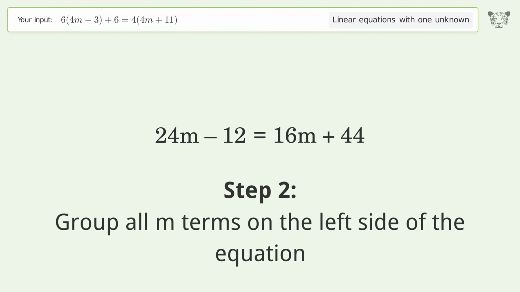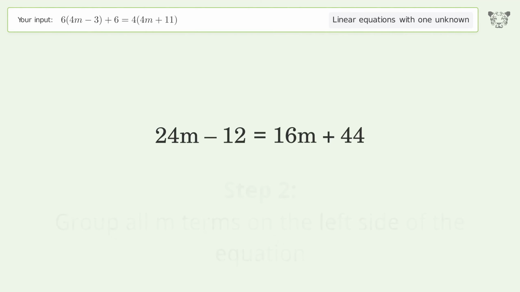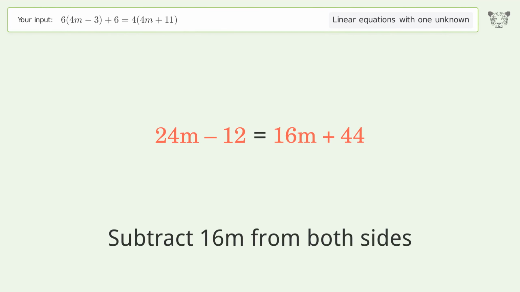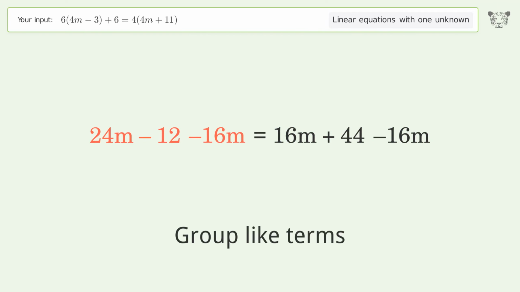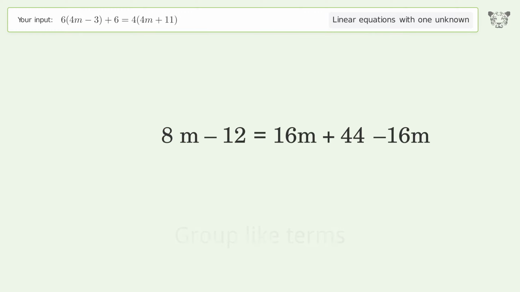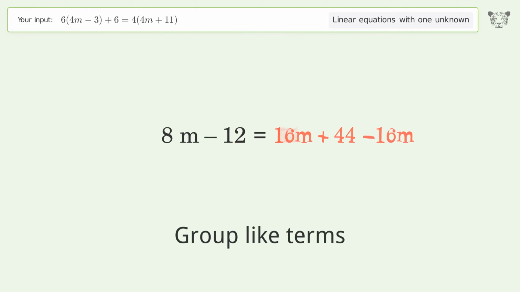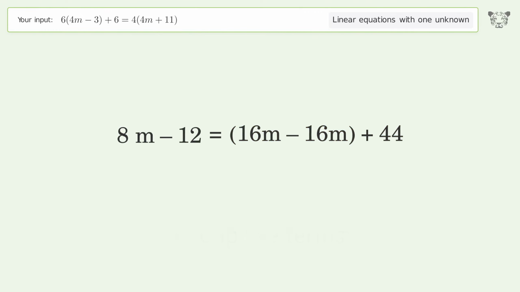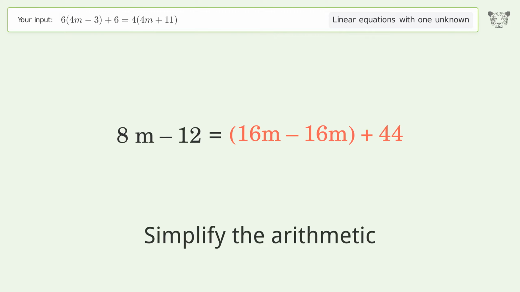Group all m terms on the left side of the equation. Subtract 16m from both sides. Group like terms. Simplify the arithmetic. Group like terms. Simplify the arithmetic.